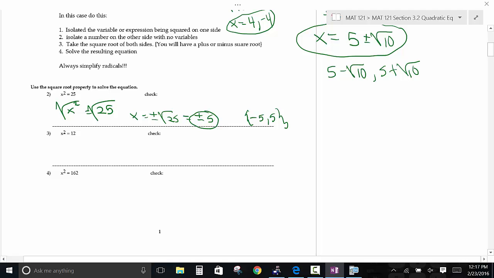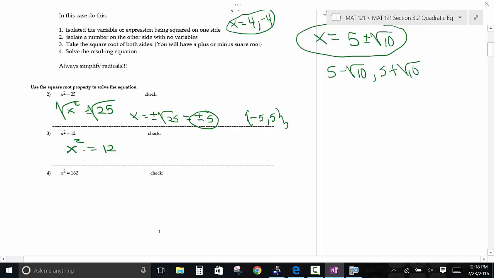Now, some of these things I'll check, some of them I won't. This one's easy to check in your head. I mean, what are you doing? 5 to the second is 25, right? And -5 to the second is 25. That one's easy enough to check in your head. Okay, let's look at the situation that happens on this one then.